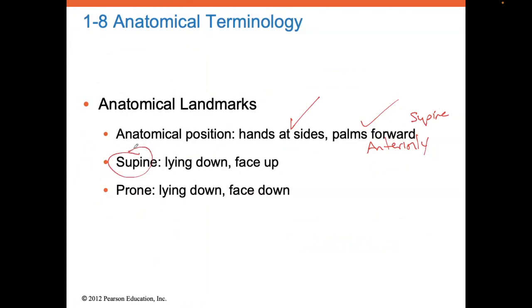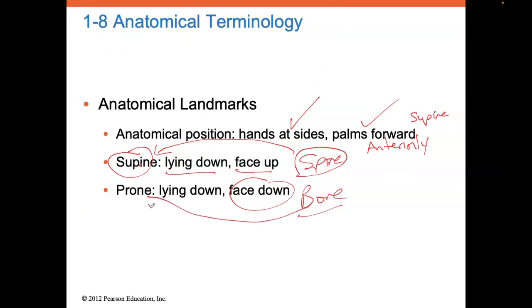When we see the word supine, it's face up, lying on your spine. If you're lying on your spine, which is face up, you are supine. But if you're lying face down on your bone, you are prone. The bone being your nose. So if you're lying on your nose, you are lying prone, which is lying face down. Prone is on the bone, supine is lying on your spine.